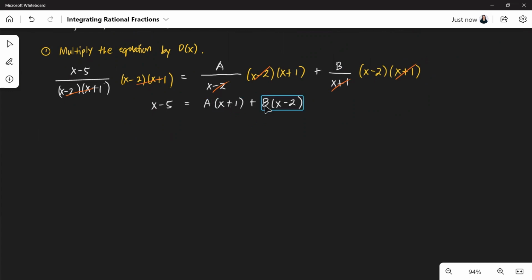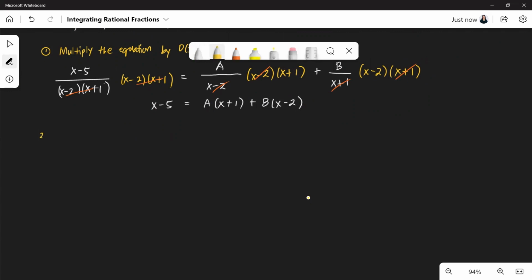and we can solve for the value of b. And another step is to assign a value of x such that this term will be cancelled out, and we can solve for the value of a. So x plus 1 becomes 0 if x is negative 1, right?